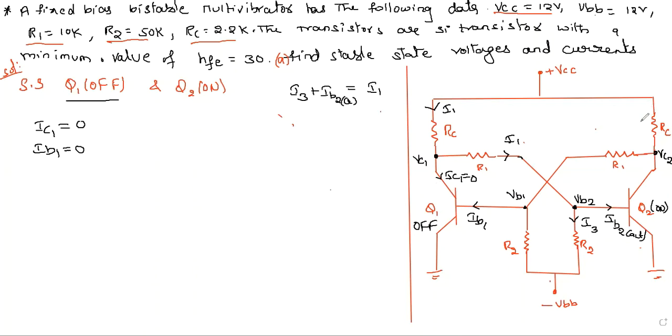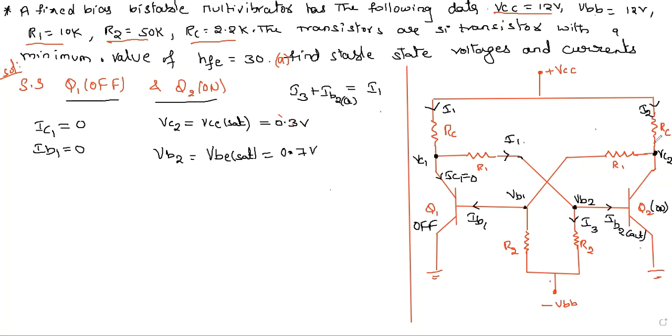Now let us assume the current flowing through this RC is I2, and I said Q2 is in on state. When I say on, we should keep in mind that VC2 is nothing but VCE saturation. The voltage at that point is VCE saturation, and that must be equal to 0.3 as it is a silicon transistor. So the voltage at this point, VC2, is 0.3 volts as it is an on transistor. Now VB2 is nothing but VBE saturation, that is 0.7 volts.